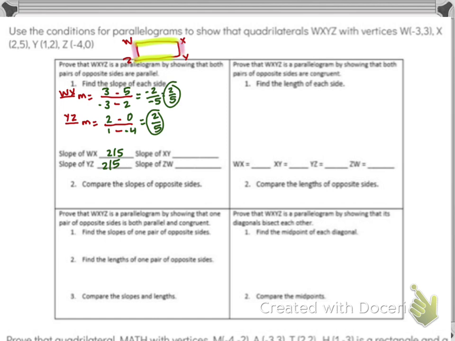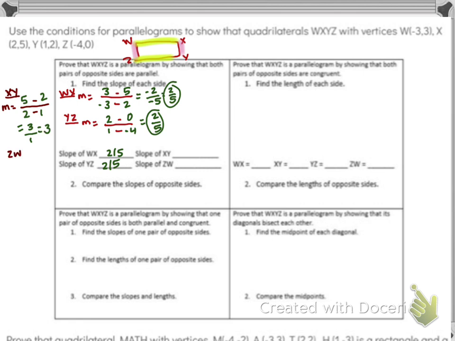All right, let's go ahead and look at the next 2 sides. So we have XY and WZ. Let's look at XY first. X is going to be 2, 5. So 2 goes at the bottom, 5 goes at the top. Y is 1, 2. Put that in your calculator. That would be 3 over 1, which is just 3.